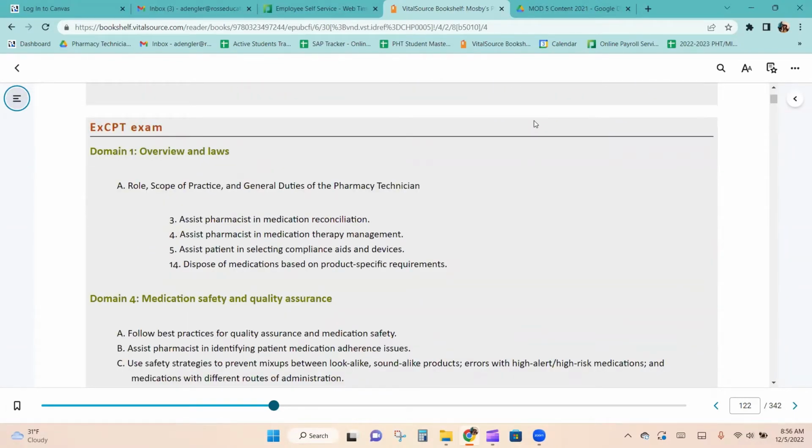So this is regarding the EXCPT exam. Domain 1 is an overview and laws. A, role, scope of practice, and general duties of the pharmacy technician: assist pharmacist in medication reconciliation, assist pharmacist in medication therapy management, assist patient in selecting compliance aids and devices, dispose of medications based on product specific requirements.